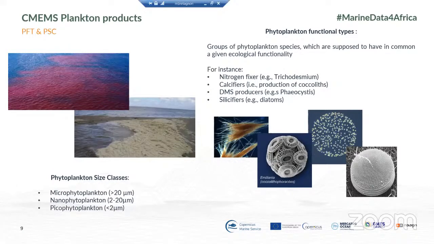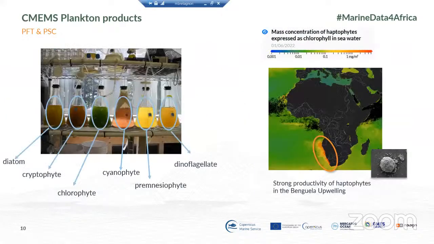And it's really interesting to see that the satellites, which are at more than several hundred kilometers from the sea, are able to see cells which are very, very small, as you can see, about 10 micrometers. So how can we differentiate them?